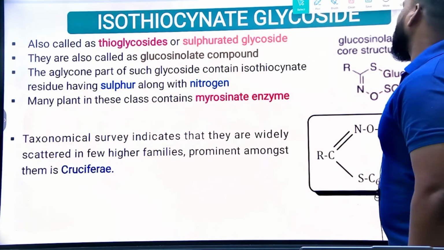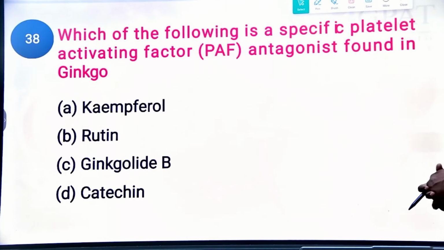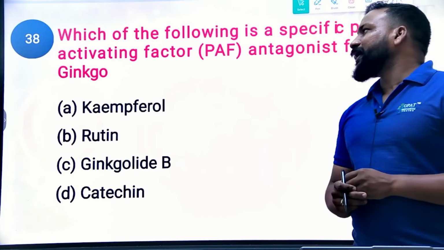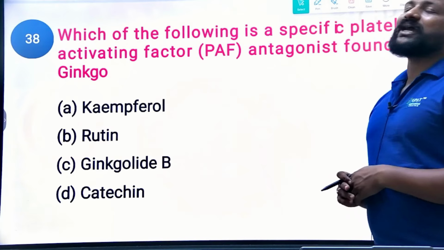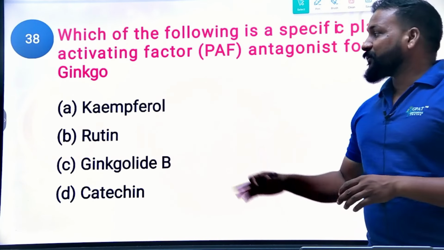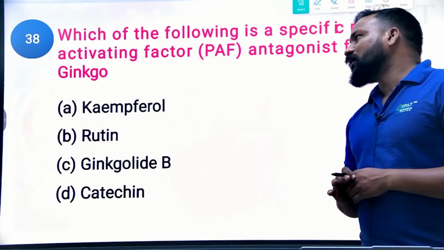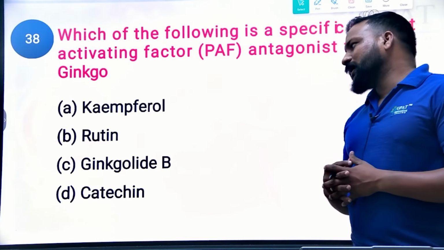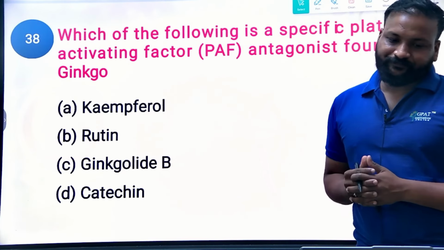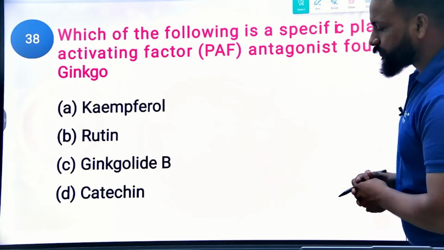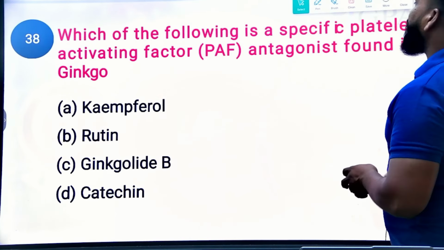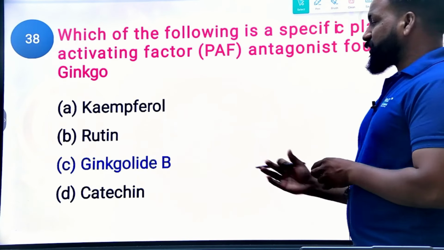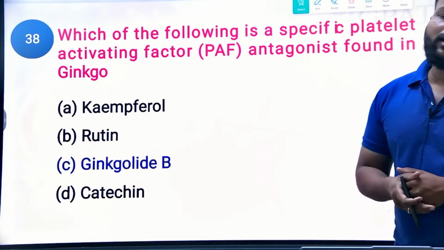Okay, yes. Next question. Which of the following is a specific platelet activating factor antagonist found in ginkgo? Ginkgo biloba has a PAF inhibitory activity, but which of the following constituents of ginkgo shows the PAF effect? Campferol, rutin, ginkgolide B, and catechin. What is the right answer? The right answer will be undoubtedly ginkgolide B. Yes, ginkgolide is obviously the chemical constituent of ginkgo.